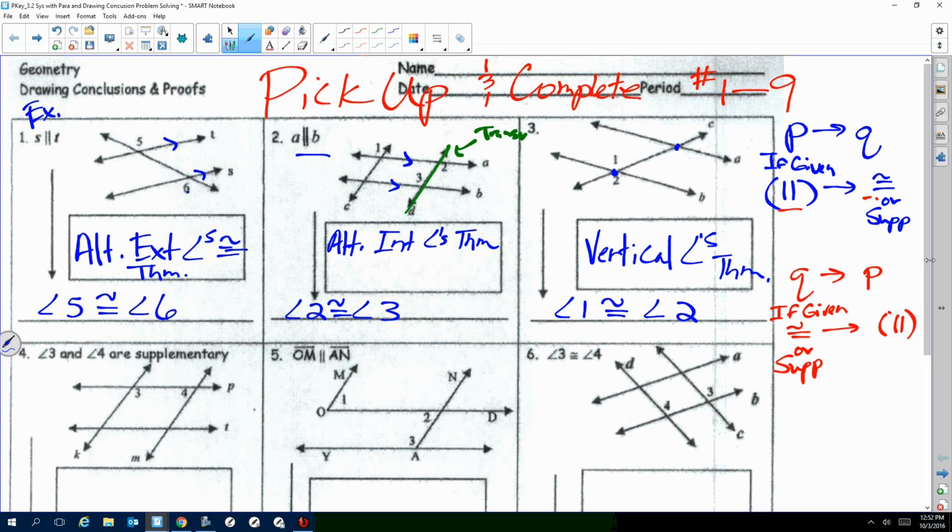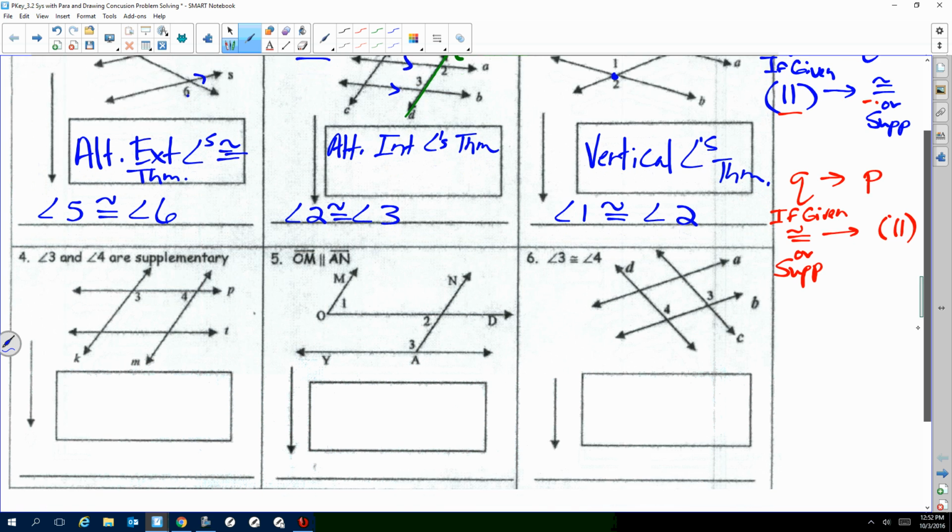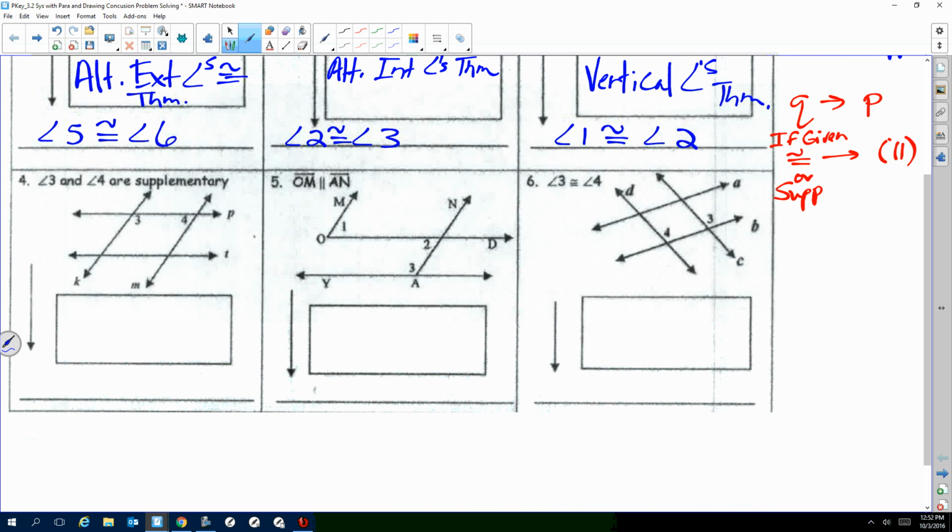Now, on number 4, what is given? What do you start off with? Yeah, this is what's given. 3 and 4 are supplementary. So if I go back right here, if it's given that it's congruent or supplementary, then I need to draw a conclusion about parallel. So if I'm looking at 3 and 4 being supplementary, which lines would have to be parallel so that 3 and 4 would be supplementary? Yes, K, because supplementary happens with same side interior or same side exterior.